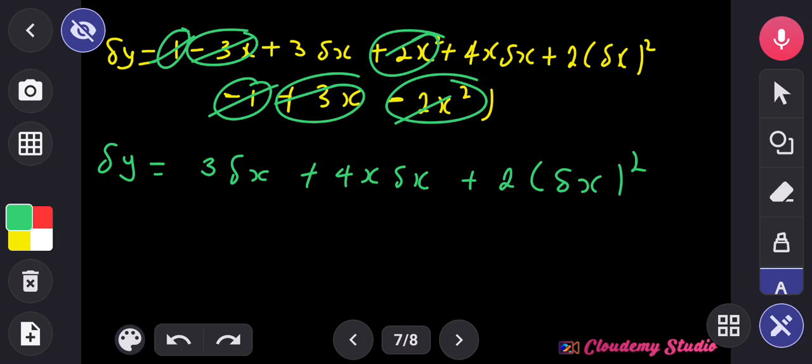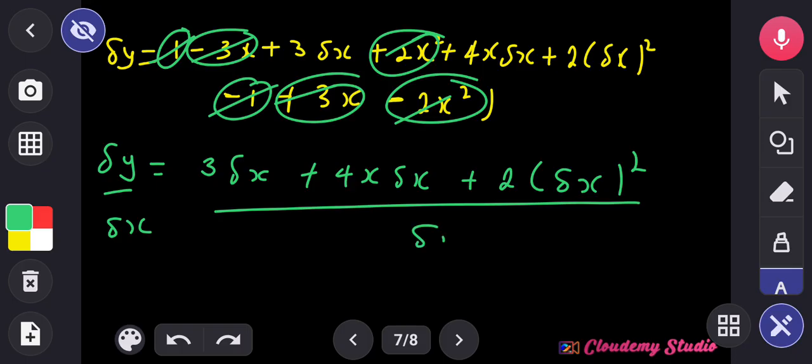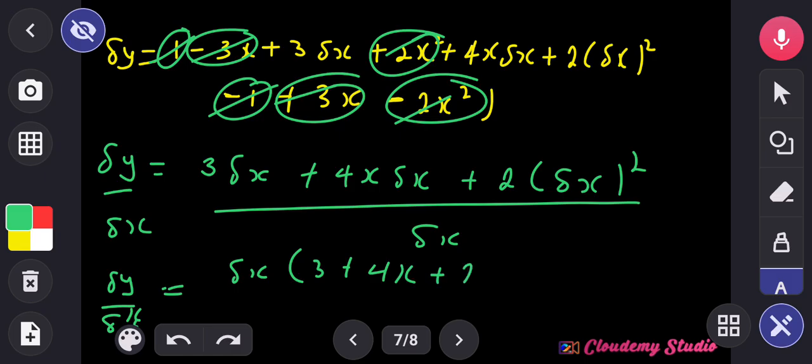So the next thing is that what? We are going to divide both sides by delta x, right? So if we factorize delta x outside of this place, we are going to have delta y upon delta x equals what? Factorize out delta x, we are going to have 3 plus 4x plus 2 delta x, everything divided by delta x. Delta x will cancel out delta x. We are going to be taking the limit of both sides as delta x tends to 0.